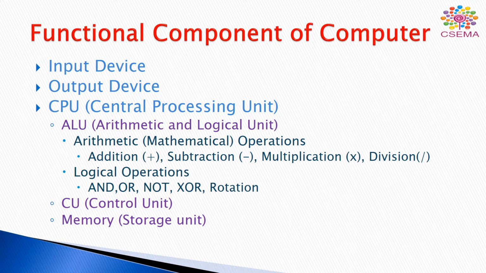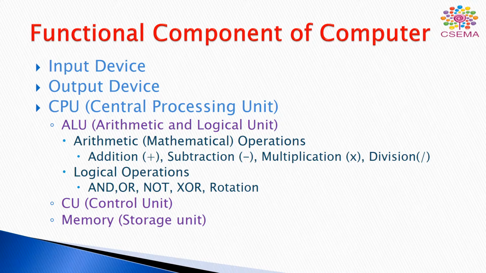And CPU. CPU is responsible for all the operations and processing performed inside the computer system, and three major components of CPU are ALU, CU and memory. ALU is used to perform arithmetic and logical operations. Arithmetic operations are addition, subtraction, multiplication, division, and the logical operations are AND, OR, NOT, or any kinds of rotation like left rotation, right rotation and shifting.